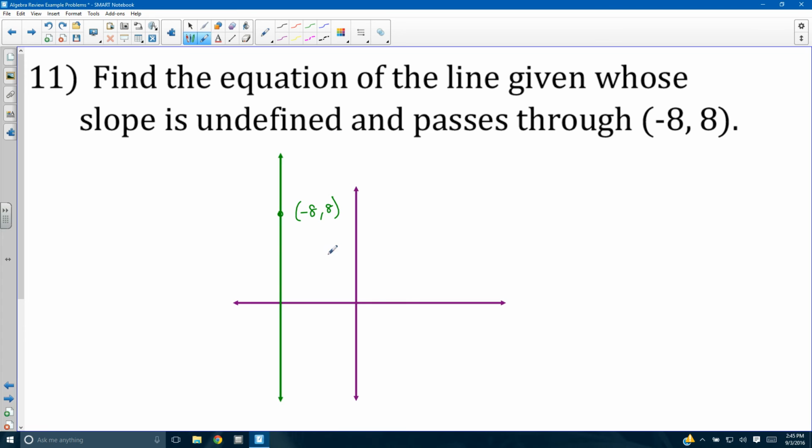Instead, we actually don't even use the letter y, because what happens here is no matter what y is equal to, even if it's equal to 4, x will still be equal to negative 8. If it's equal to 0, x is equal to negative 8. No matter what you plug in for y, x will always be negative 8. So what does that mean? It means that x equals negative 8. And that's it. That's your equation.